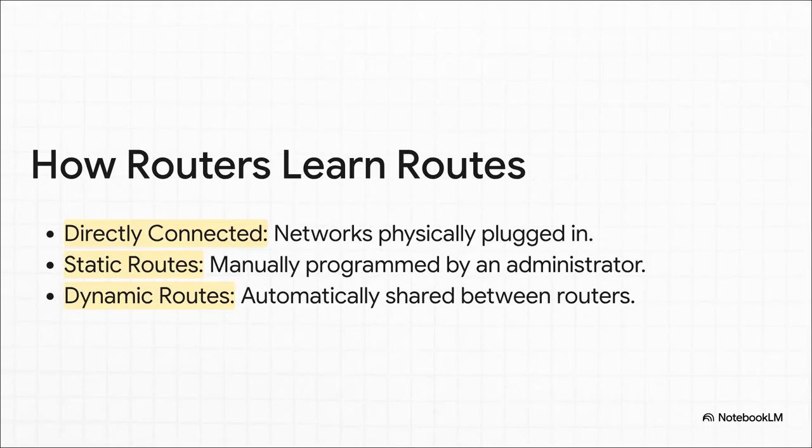Well, it's a mix of three things. First, it automatically knows about its immediate neighbors, the networks that are literally plugged right into it. Easy enough. Second, a network admin can manually program a route, telling it, hey, to get to this place, always go this way. But the real magic, what makes the internet work, is the third way, dynamic routing. Routers are constantly talking to each other, gossiping about the best paths they found, and instantly updating their maps whenever a road closes or a new, faster highway opens up.